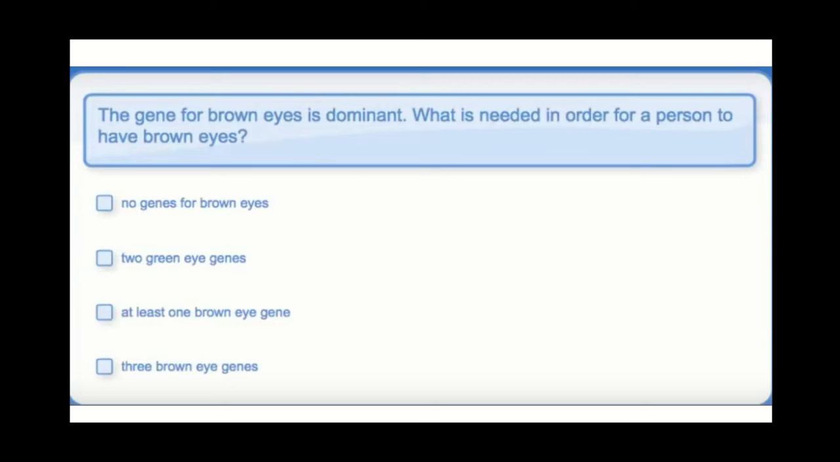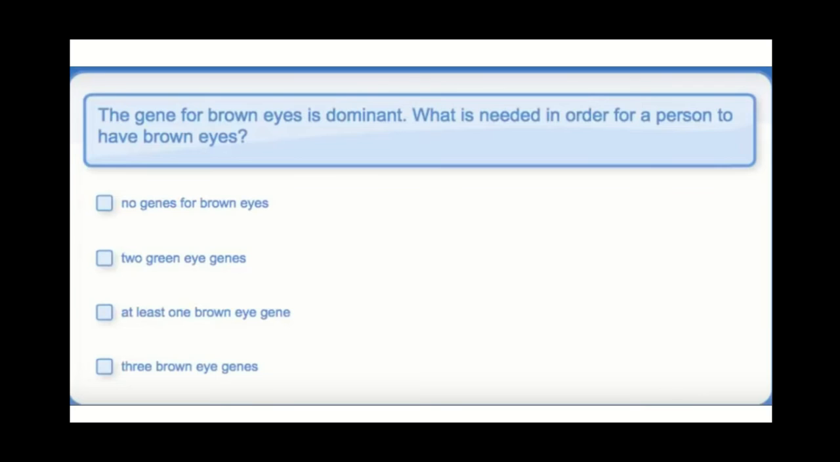The gene of brown eyes is dominant. What is needed in order for a person to have brown eyes? So as we said before, brown eyes are stronger than any other color. So if mom has blue eyes and father has brown eyes, then the brown eyes are dominant.